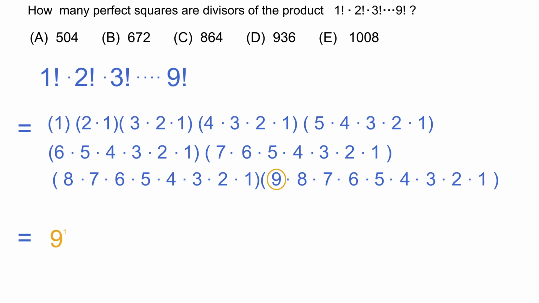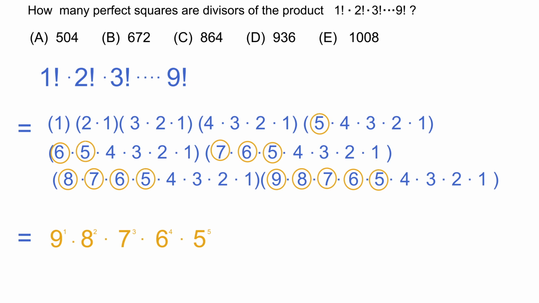So 9 only appears once, so it's 9 to the power of 1. 8 appears twice, so that's 8 to the power of 2. 7 appears 3 times, so that's 7 to the power of 3. So you kind of get the hang of it. 6 appears 4 times, and so on. 5 appears 1, 2, 3, 4, 5 times. 4 appears 6 times. 3 appears 7 times. 2 appears 8 times. And finally, 1 appears 9 times. Okay? So I hope that made sense.